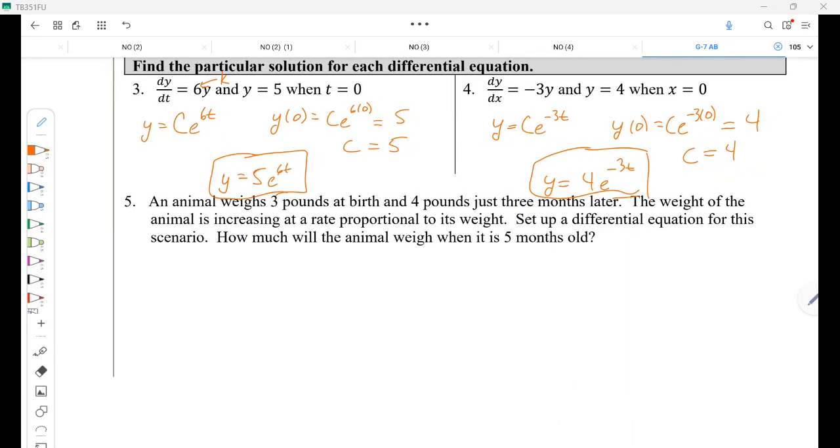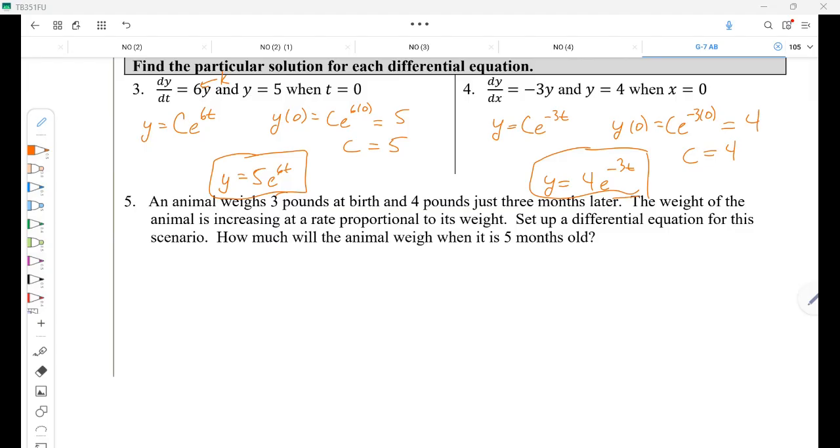Number 5's got a little more going on with it. In number 5, we're actually going to need to find both the C and the K. They're not going to give us either of those, but they are going to give us 2 points that satisfy the solution. So we'll use 1 point to solve for K. We'll use the second point to solve for C, just like we did up at the top. So I'll show you how this works.